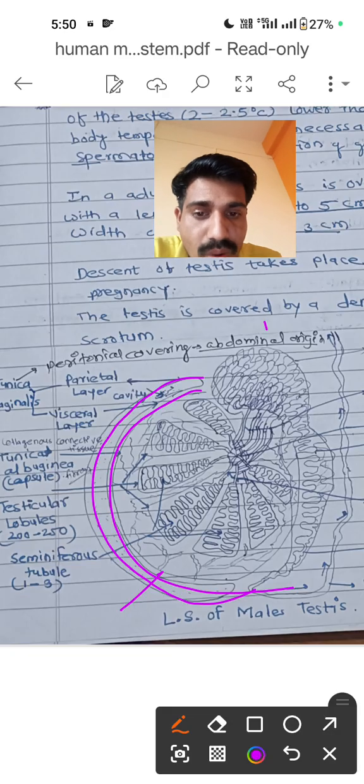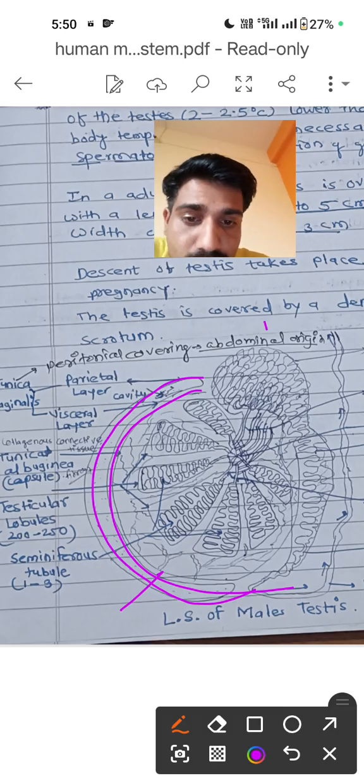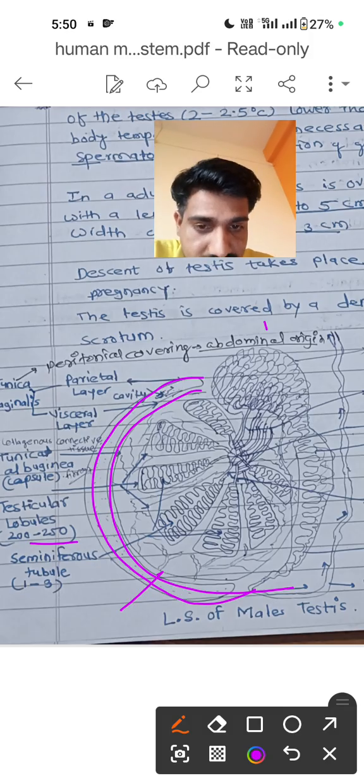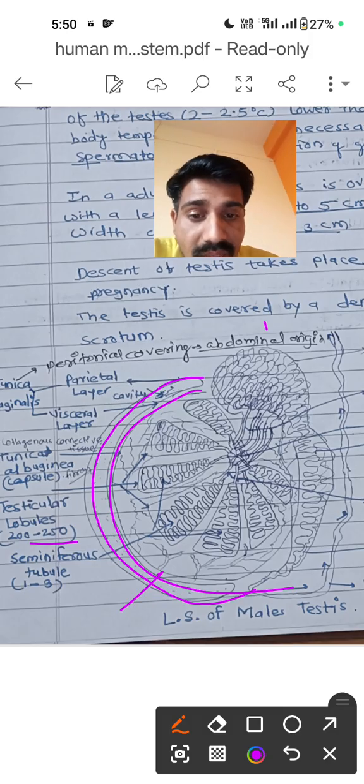In one testis there are about 200 to 250 testicular lobules present. How many? 200 to 250 testicular lobules are present, and in each testicular lobule, 1 to 3 seminiferous tubules are present.